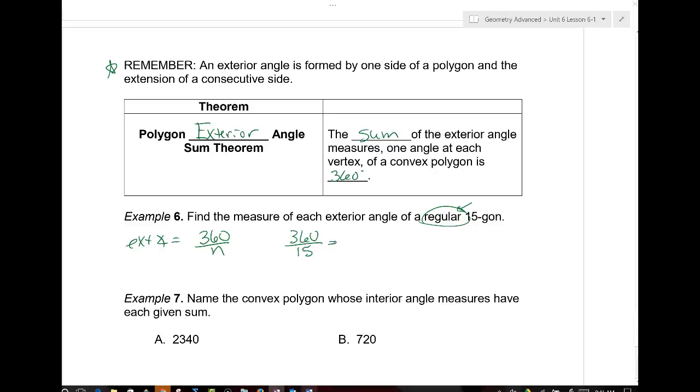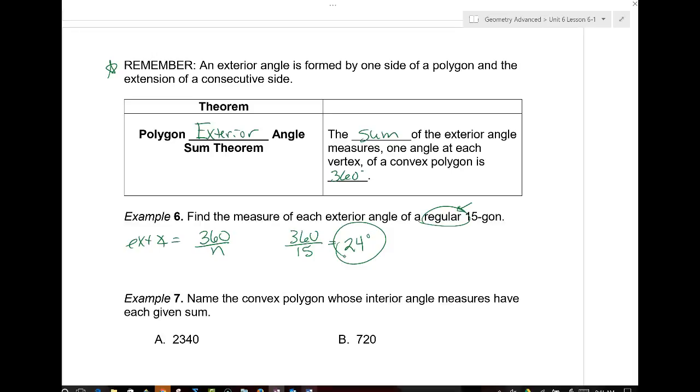A couple, you've got your calculators going. 20 what? 24 degrees. Again, you can't do that unless you knew it was a regular polygon or they had a nice elaborate diagram for us to use. But see how we can just use what we know to get us there?